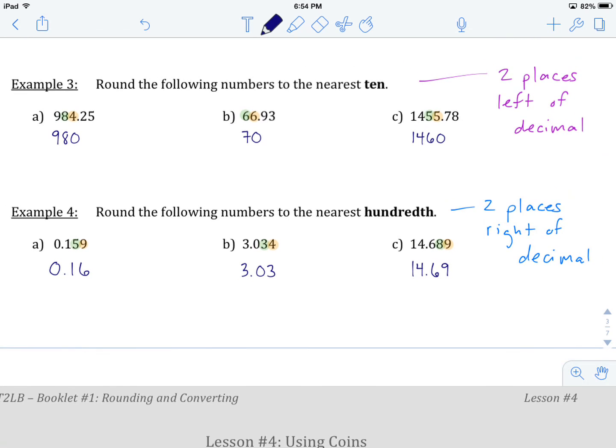So that's the end of lesson 3. Again, use this graphic here to help you stay clear on which place values are where. And after this, you head off to the worksheet, and I'll see you in lesson number 4.